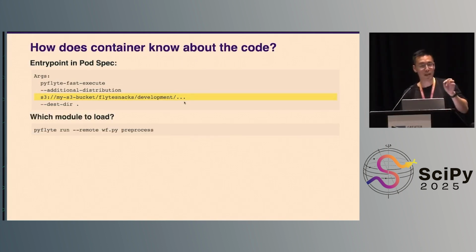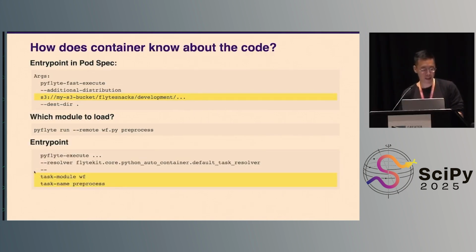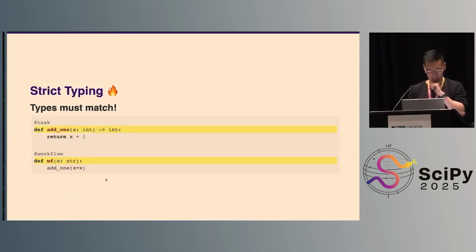Then the next question is, how do you know which module to load? In this case, the entry point passes it more information. This is the workflow file, the module, which is here, and preprocess is the task code, which is here. So it's specified in the entry point. That's how you know what to run. So that's how that works.